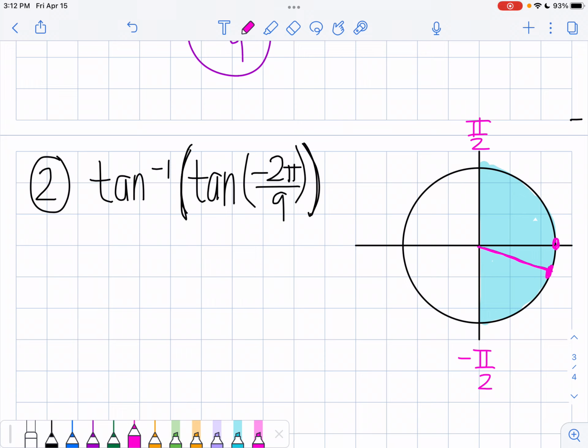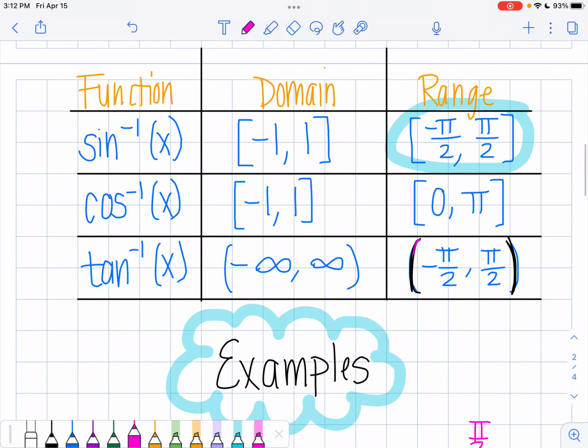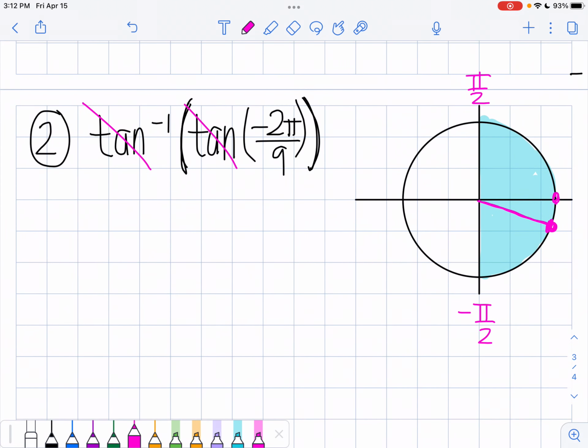No, because my inverse tangent and my tangent, they cancel each other out. And because this negative 2 pi over 9 is in my restricted range for my tangent, which is up here, and note that this is only parentheses, by the way, not inclusive, then I can say my answer is just going to be negative 2 pi over 9 because it happens to fall in my restricted range. So I don't have to do anything additional.